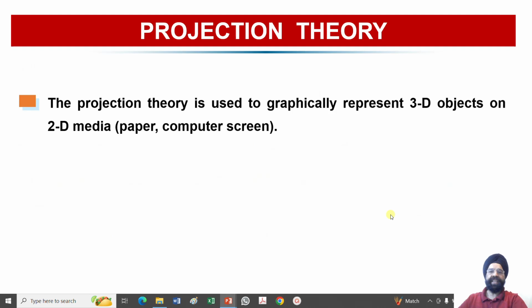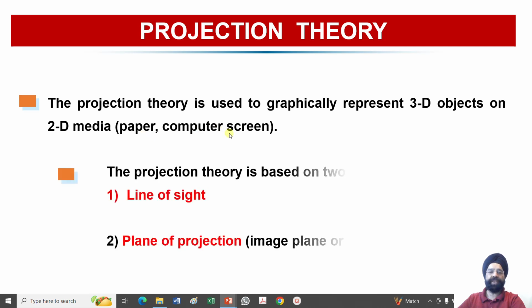Then the next is the basic projection theory. The projection theory is basically used to graphically represent 3D objects onto 2D media, that is the drawing sheet or the computer screen. There are basically two different projection theories which we are going to study. The first projection theory is based upon the line of sight, that is whether the lines of sight or the rays of sight are parallel to each other or converging at one point.